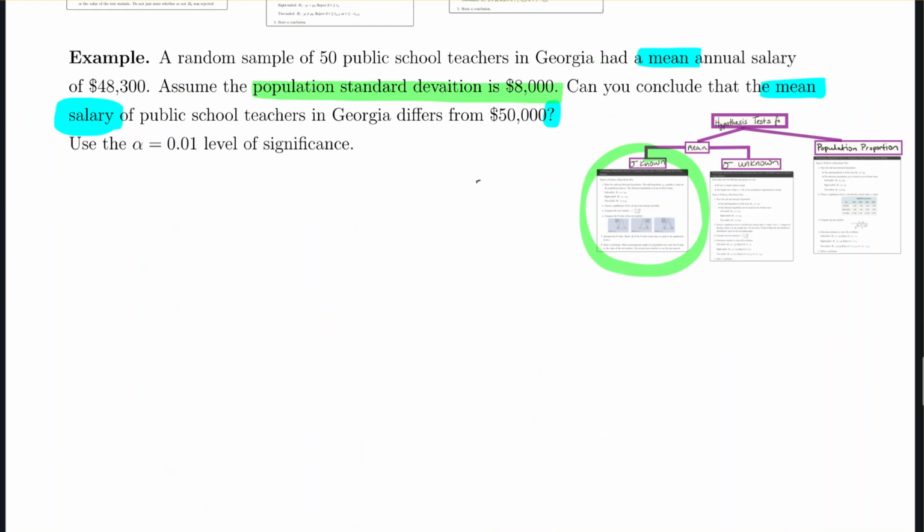So let's record a few key details. First of all is our n is 50. That's our sample of 50 public school teachers. Of that sample, the mean salary of the sample was $48,300. So that's our sample mean, x bar.